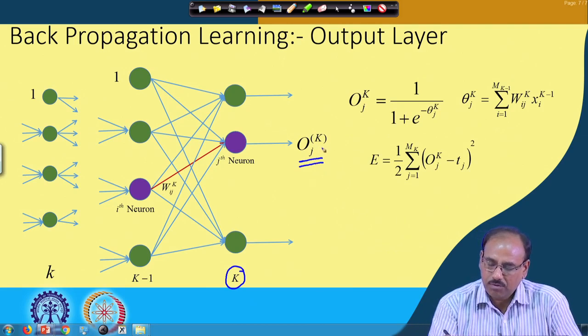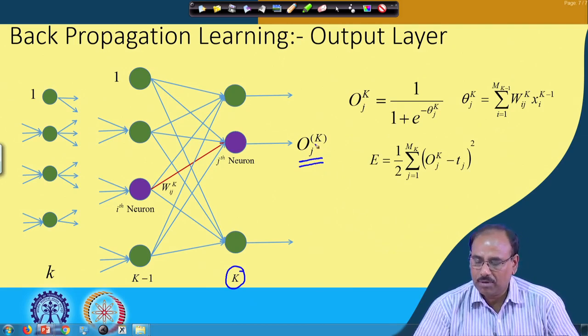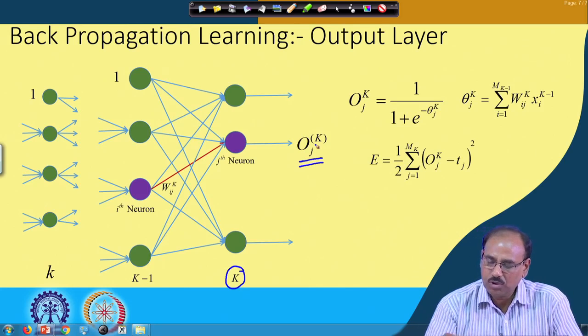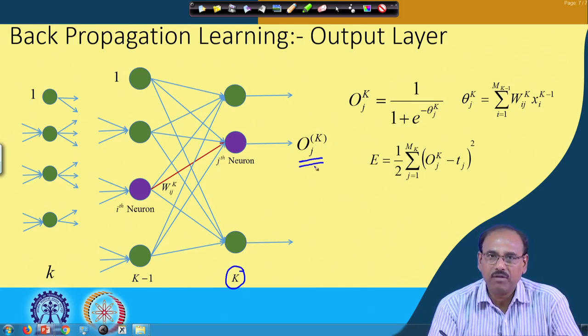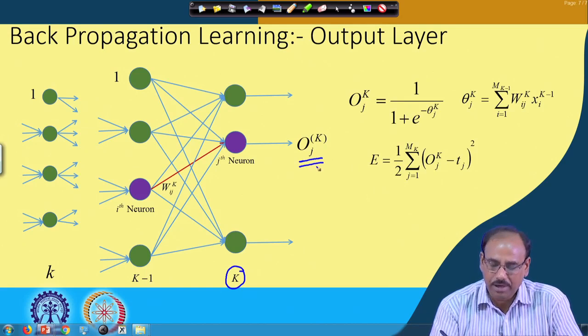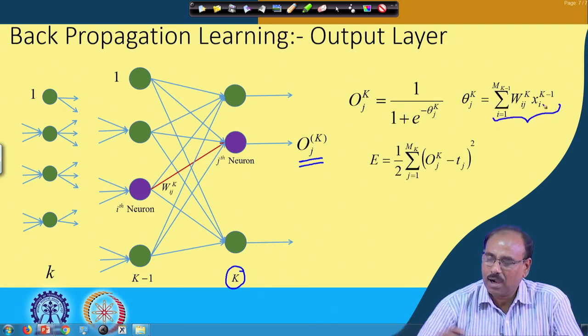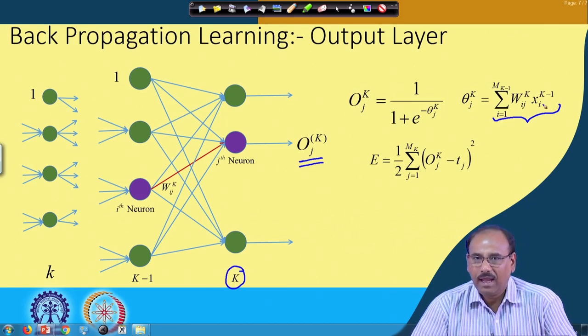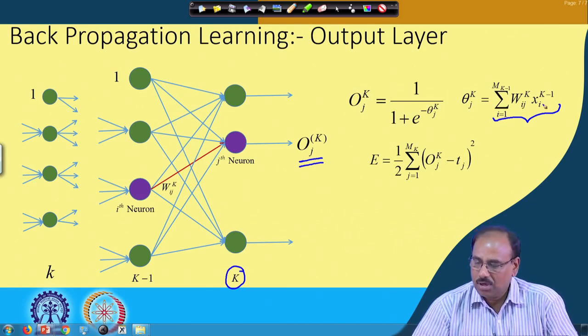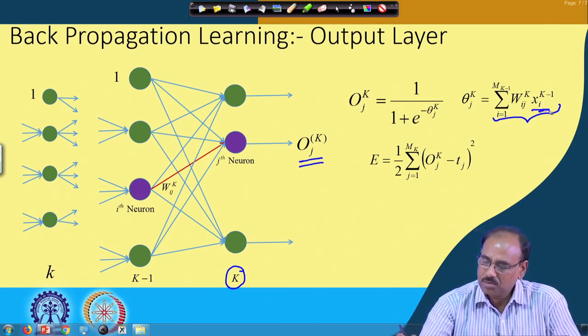And from our previous discussion, you can recollect that OJK is a sigmoidal function. It is the sigmoidal function of the weighted sum of the inputs which are coming to the jth neuron. So, that weighted sum of the inputs I am representing as Wij xik minus 1. What is this xik minus 1?